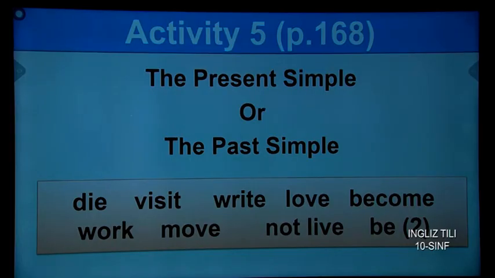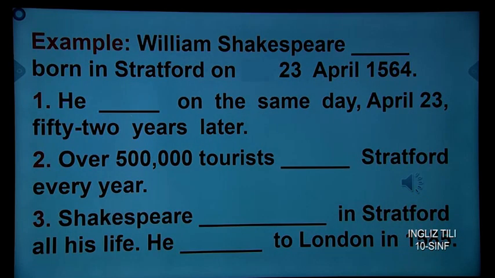Here, you should fill in gaps by using the words in the box. The words: die, visit, write, love, become, work, move, not, live, be. Here you can use be twice. In this activity, you have to use present simple sentence and past simple sentence. What is the difference between them? In present simple, we describe the actions which we do regularly. In past simple, as you know, it is completed actions. Here you can see an example.